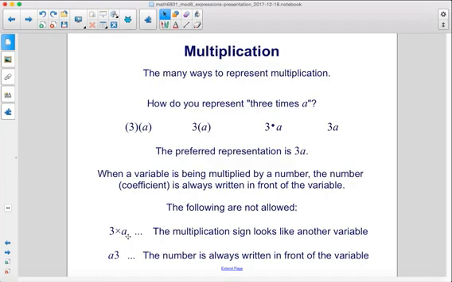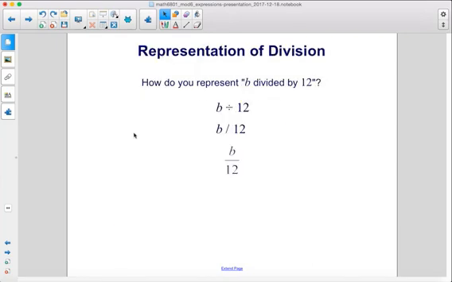3 times a with an x, because the multiplication sign looks like an x. It could be mistaken for an x variable instead of the multiplication sign. And a3. The number is always written in front, so it would be 3a, not a3. How do you represent b divided by 12? Well, you could write it like this, you could write it like this, or you could write it like this, b over 12.